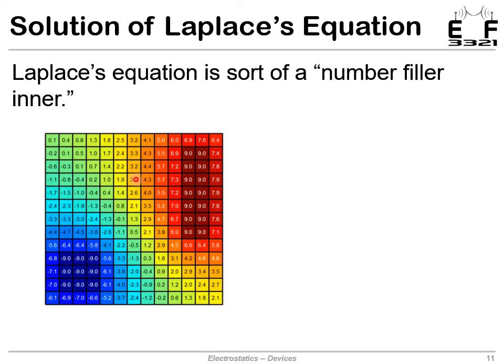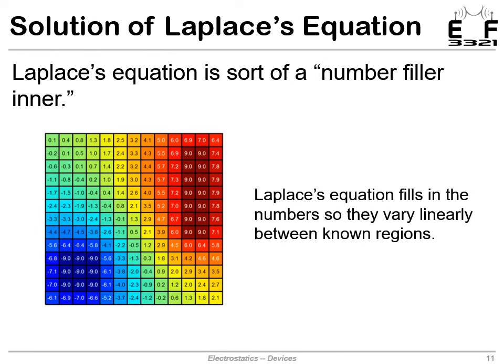So we can pick a number here, and what Laplace's equation sort of was doing was looking at this metal object and this metal object, looking at the distance between the two and figuring out what number it should be such that it would vary linearly. And what we've done here is calculate the potential between these two metal objects by solving Laplace's equation. So in that sense, Laplace's equation is sort of like a number filler-inner. But it's important to know that these numbers are grading linearly across our space that we've solved it.